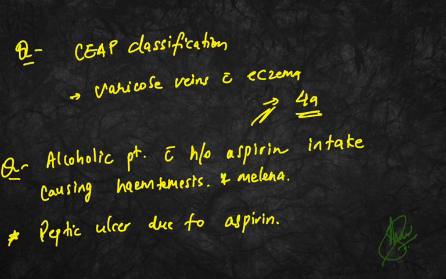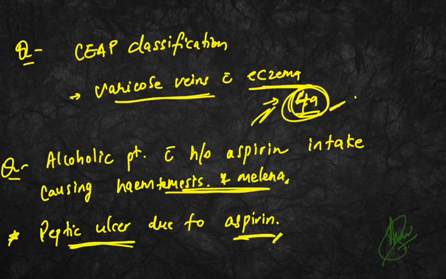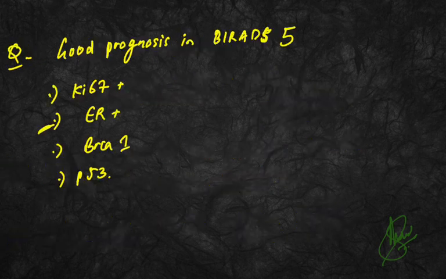Now, CEAP classification. This classification includes staging of varicose veins with eczema. So with eczema it is C4A. This is the correct answer in the clinical classification. Now, an alcoholic patient with history of aspirin intake causing hematemesis and melena. What is the cause? The easiest cause is peptic ulcer due to aspirin. This is the most common cause for peptic ulcer.